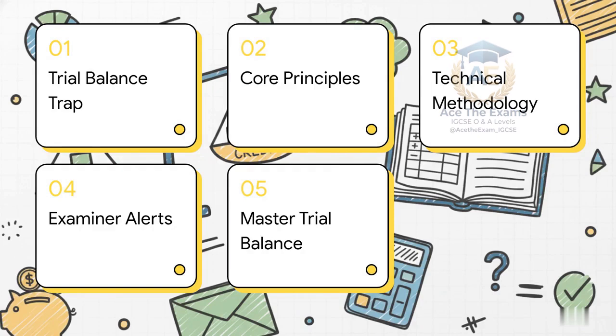So here is our clear roadmap for today's explainer. 1. The trial balance trap. 2. Decoding core principles. 3. Technical methodology. 4. Critical examiner alerts. And 5. Master the trial balance. Let's move right into it.